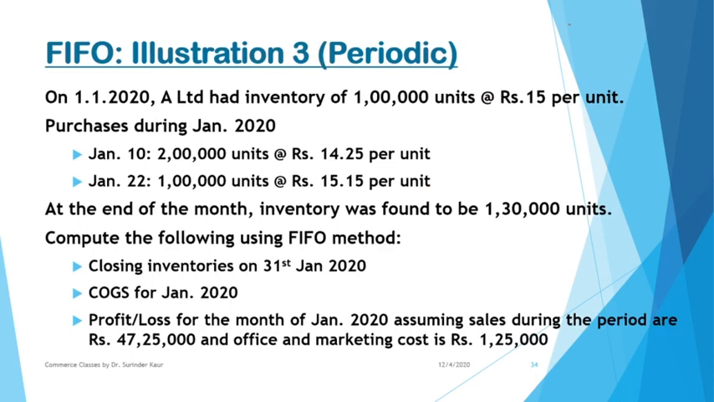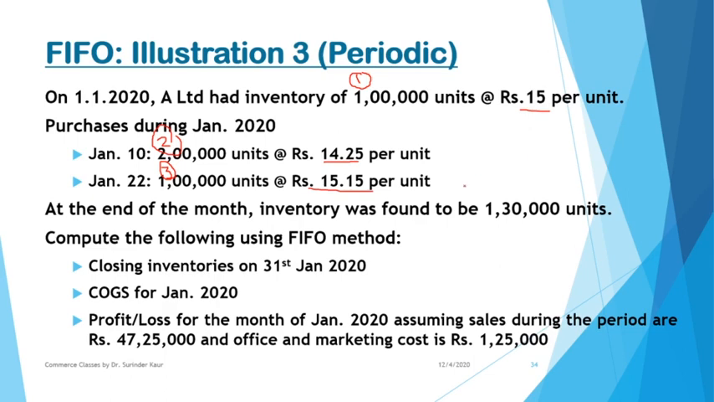Now let us see this in illustration. You have 1 lakh units available at 15 rupees per unit. So this is your first lot, isn't it? 1 lakh units at 15 rupees. Then you purchased 2 lakh units at the price of 14.25. Then you purchased another 3 lakh units at the price of 15.5 rupees, isn't it? So these are the three lots, and you can see that the cost price is different in all cases. That is why we have the methods.